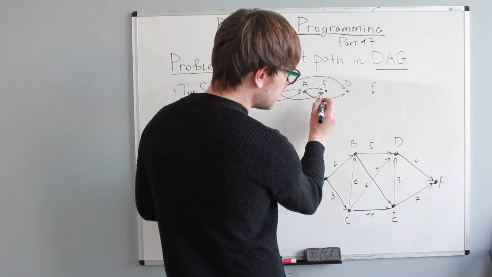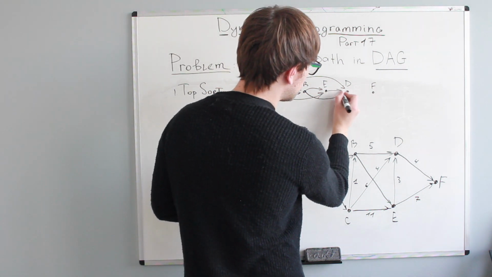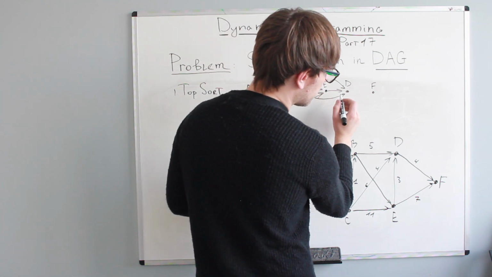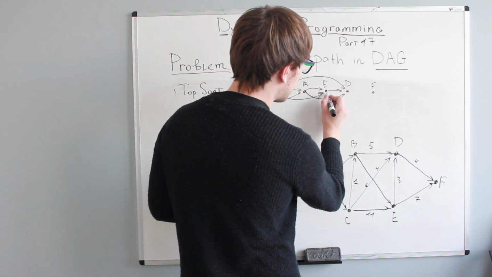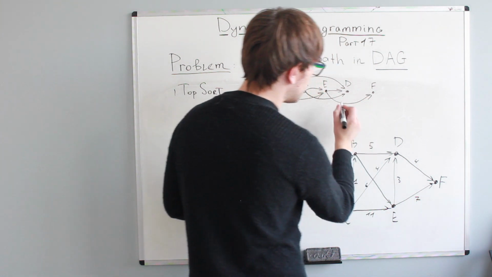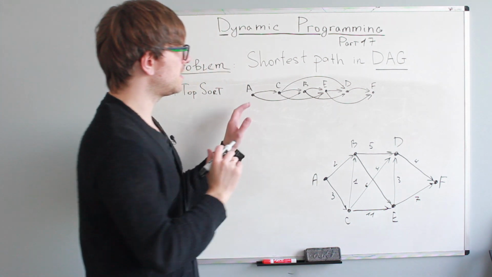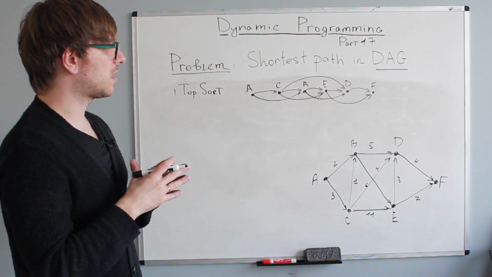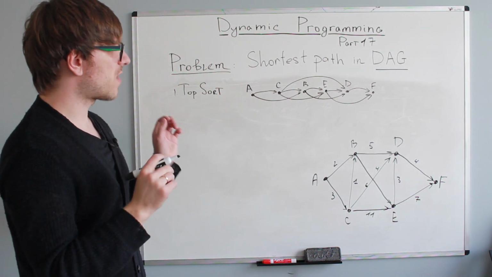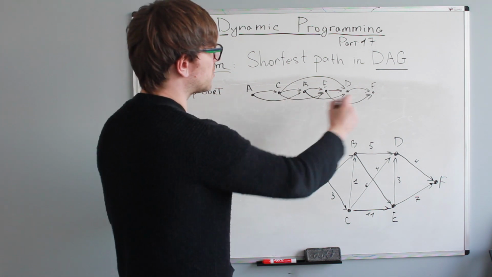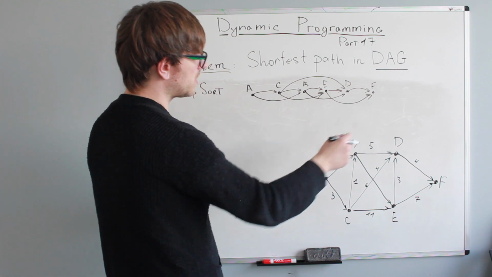Now, from E, I can go to D, and that is it. And from E, I can also go to F. And then from D, I can go to F. So this is a topologically sorted representation of this graph. As you can see, all the edges go to the right, right? They always go to the right.